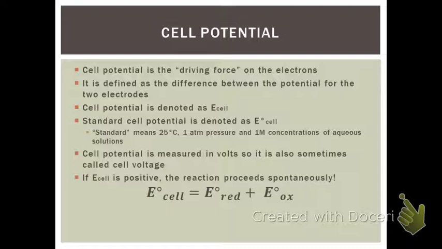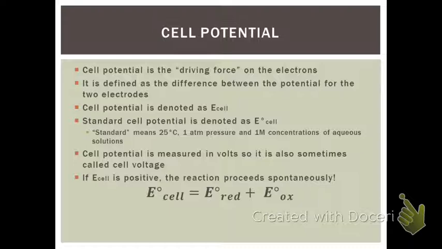The standard part means it has to be at 25 degrees Celsius, the pressure has to be 1 atmosphere, and any aqueous solution has to be 1 molar. If these conditions are not met, then the cell potential will change, and we'll talk about that by the end of this chapter. Like I said, the cell potential is measured in volts, so a lot of times instead of calling it cell potential, they'll call it cell voltage.